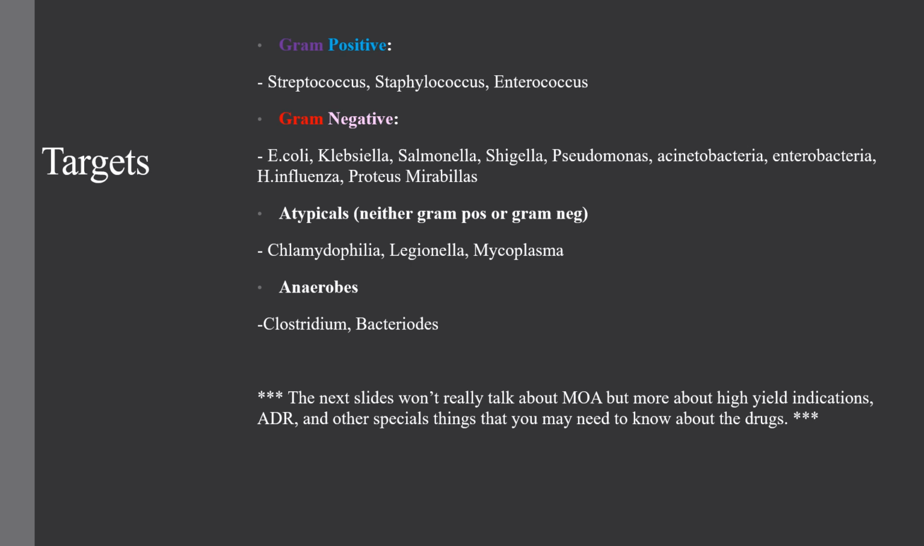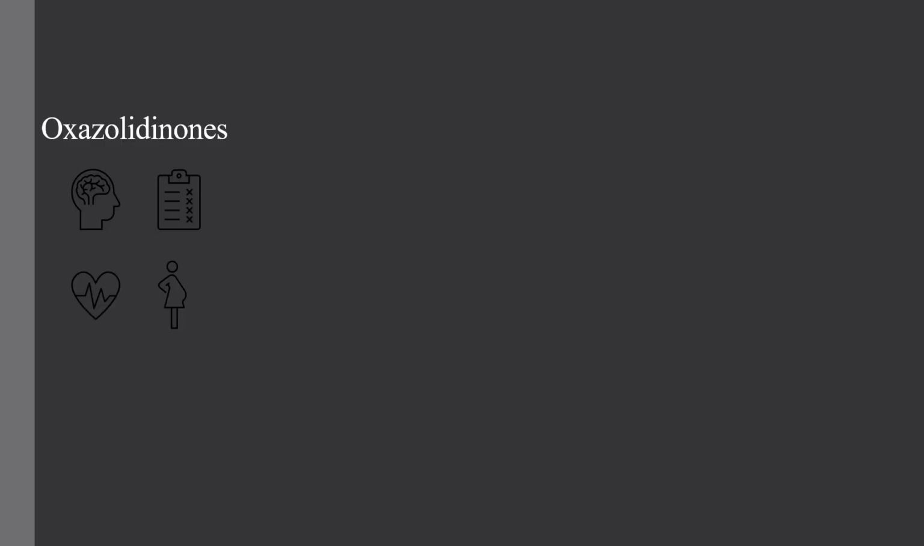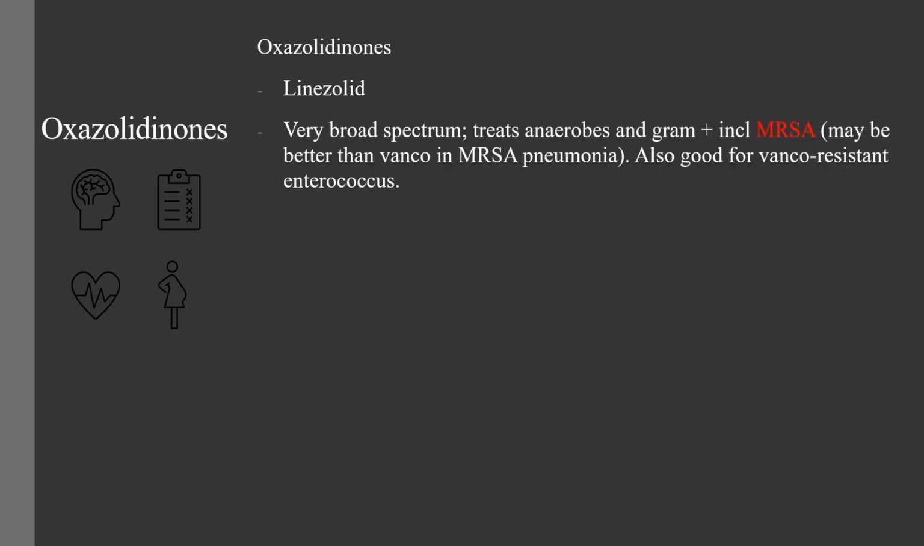And as I said earlier, we're just going to go over the high yield indications, adverse drug reactions, and then anything special that you might need to know about the medications. So let's go into the first one. We're going to go over linezolid, and this one's very broad spectrum. It treats anaerobes and gram-positives, including MRSA, and in some cases it has been shown to be better than vancomycin in MRSA pneumonia as well.